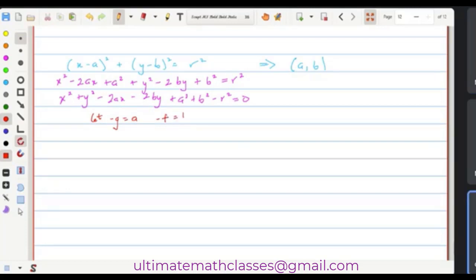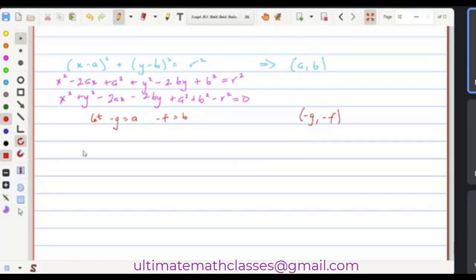This is just to get rid of the negative you see over there. If that's the case, alter the center a little bit. So the new center, what do you think the new center will be? Just the center. If a is equal to negative g and b is equal to negative f, what is going to be the new center? Negative g, negative f. Wonderful. So let's try to modify this equation.